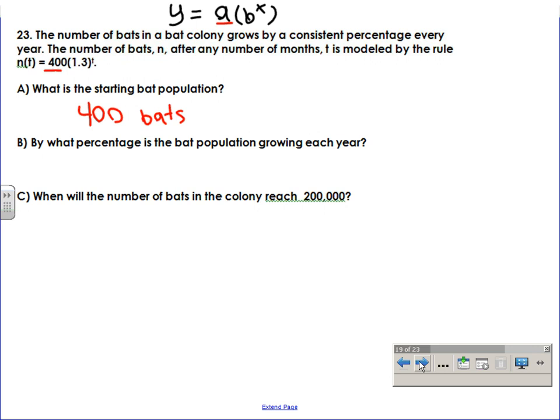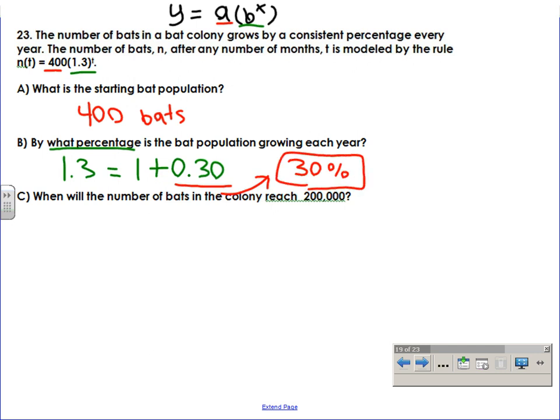Now B represents the growth factor. So B, growth factor in cases of growth. This is a case of growth because this is bigger than 1. So 1.3 is the growth factor, but that's not the question. The question says by what percentage is the bat population growing? So 1.3 comes from 1 plus 0.30. Now 0.30, if I write that as a percent, is 30%. So the bat population is growing by 30% each year.